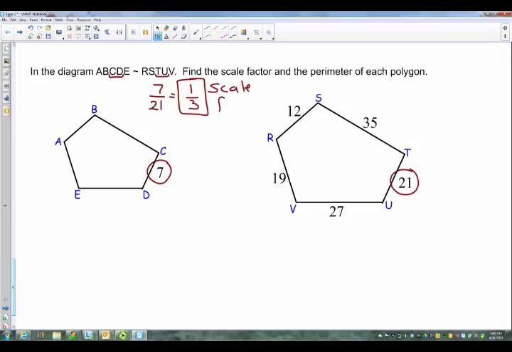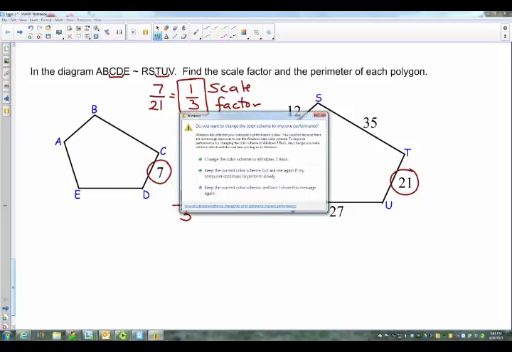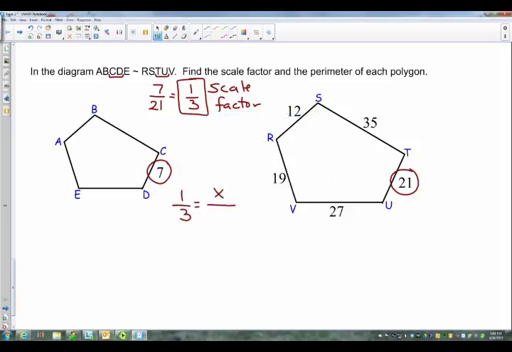So we know right away what our scale factor is. Now we're going to use that to solve for the perimeter. That theorem says that the perimeter of the smaller one is proportional to the larger one in relation to the scale factor. So we need to find perimeters. For this first one, ABCDE, we don't know it. We just call that x. For the second one, we do know this. We can add all these together. So I take 12 plus 19 plus 27 plus 21 plus 35. Add those all together and we get 114. That's my perimeter for that pentagon.